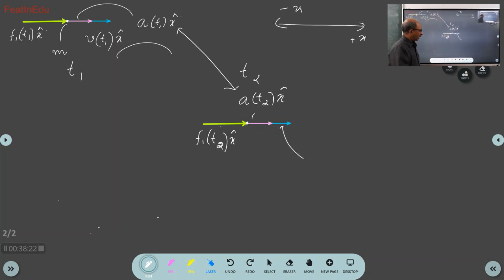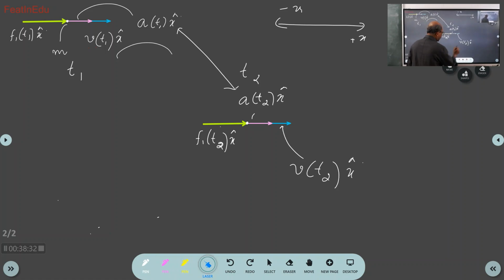So what about this velocity vector? Sir, it is now Vt2 x cap. Now think and tell. What is the relation between Vt2 x cap and Vt1 x cap? What is the relation? Only three students are answering. Others, think. What is the relation?